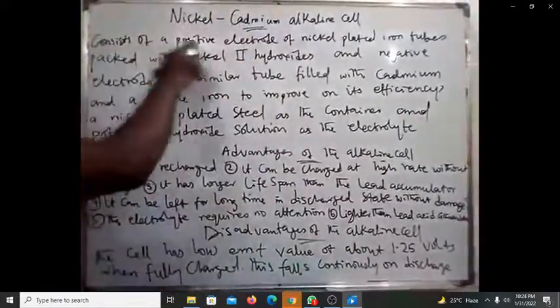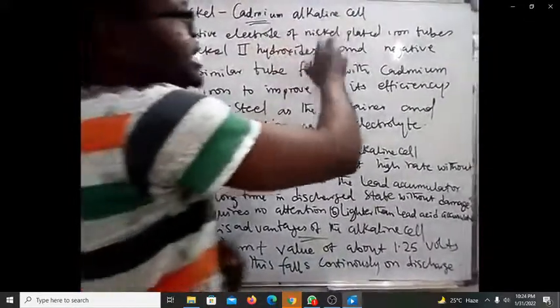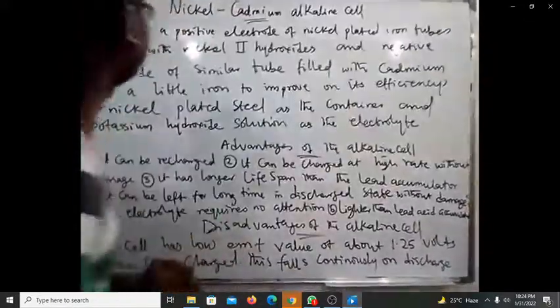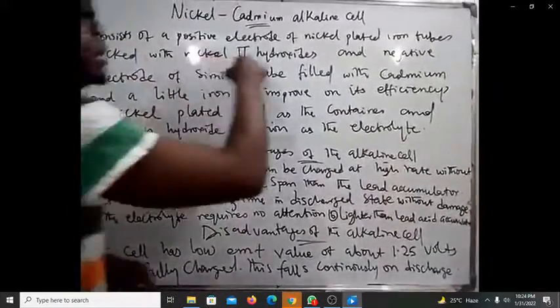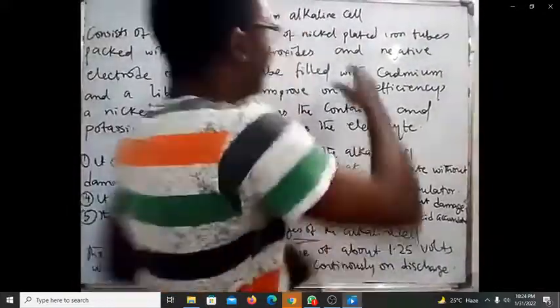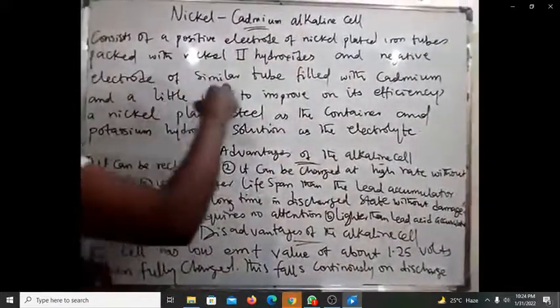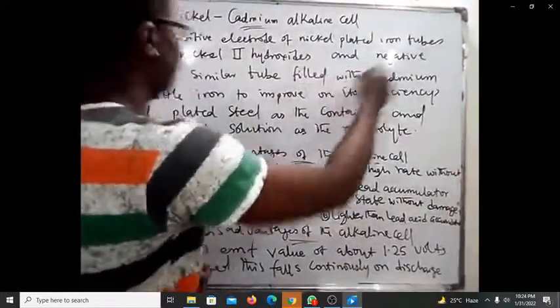And this consists of a positive electrode of what? Nickel plated what? Iron tubes. Those iron tubes are packed or filled with what? Nickel 2 hydroxide. And a negative electrode of what? Similar to, but this time around filled with what?